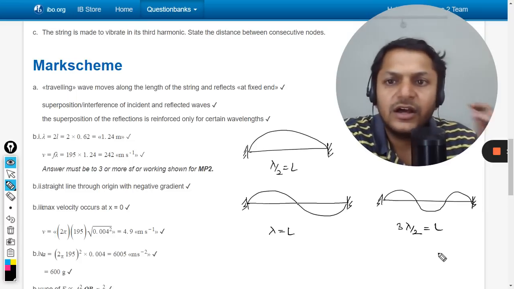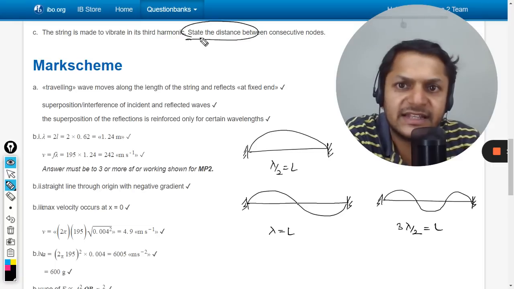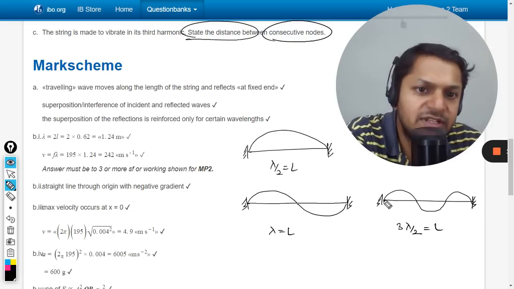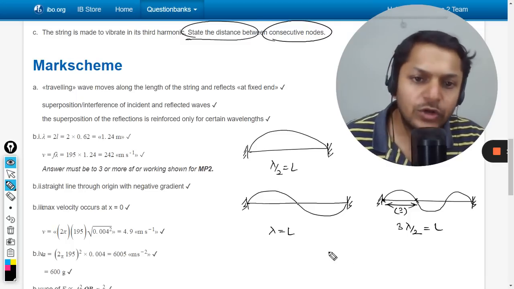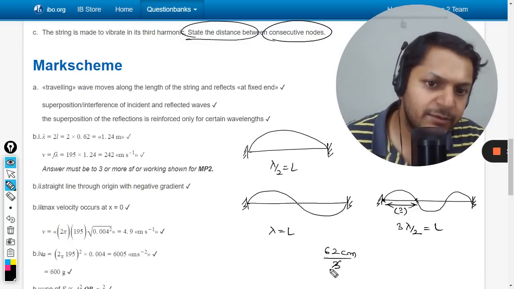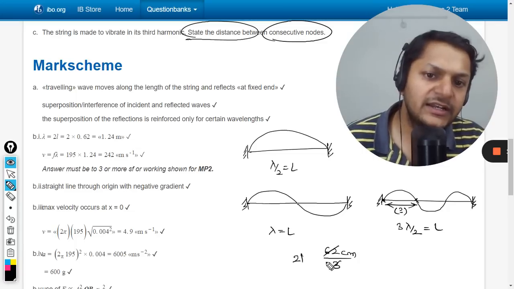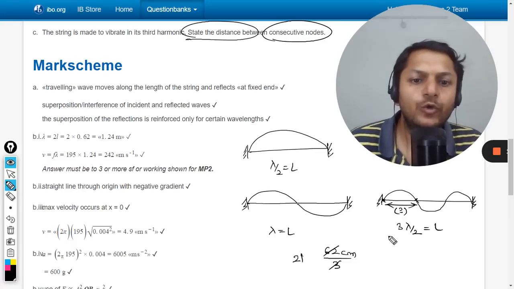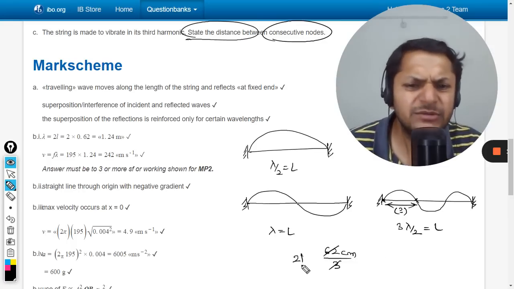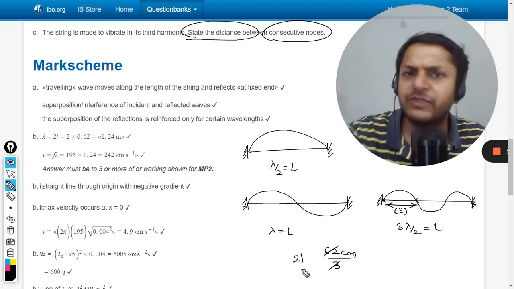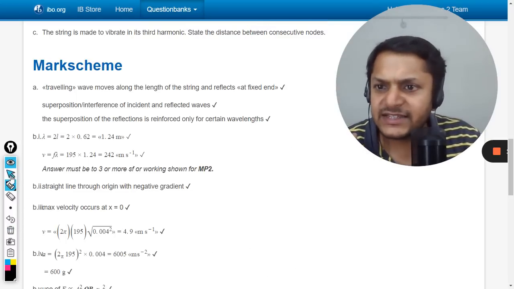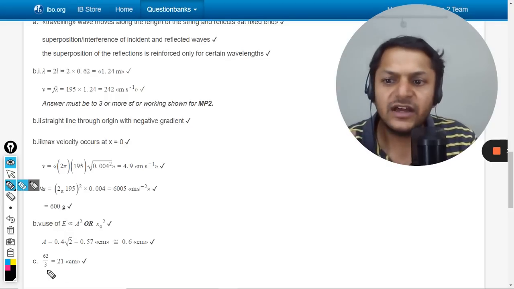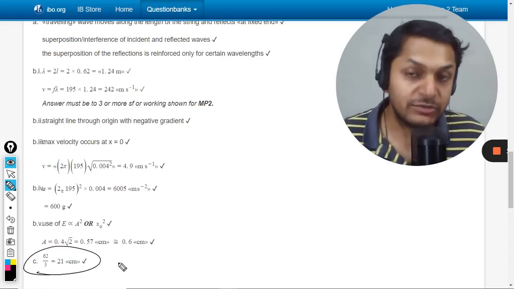But here we are supposed to find the distance between the consecutive nodes. It means just looking at this distance. So clearly this distance is 1/3 of the total length. The total length of the string was 62 centimeters. We have to divide it by 3. It will be approximately 20.9, so fairly you can say it is 21 centimeters. Anyways, let us see the answer given by them. Yes, even they are taking it to be 21 centimeters, an approximate answer.